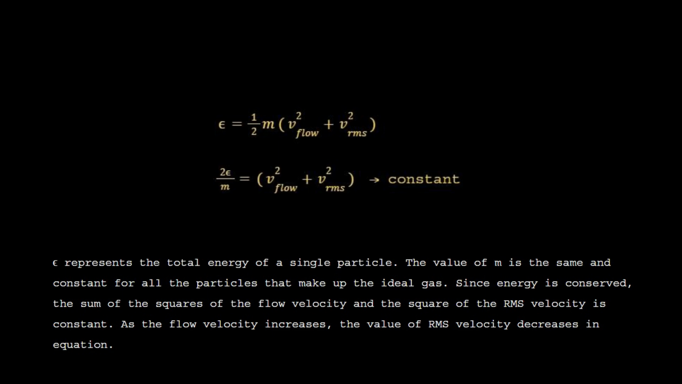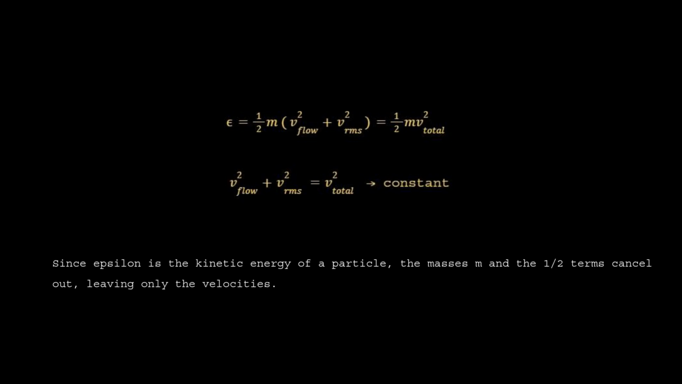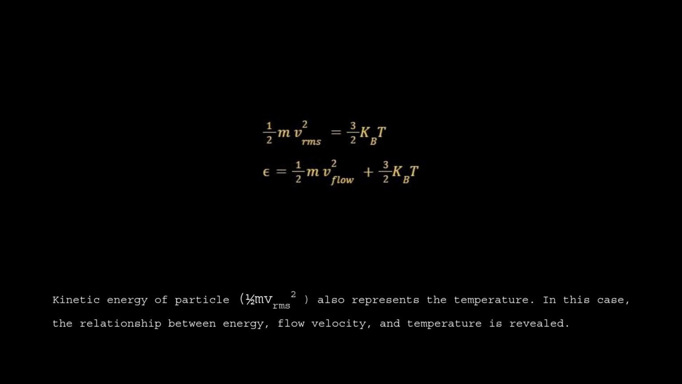Since energy is conserved, the sum of the squares of the flow velocity and the square of the RMS velocity is constant. As the flow velocity increases, the value of RMS velocity decreases in the equation. Since epsilon is the kinetic energy of a particle, the masses m and the 1/2 terms cancel out, leaving only the velocities. Kinetic energy of a particle also represents the temperature. In this case, the relationship between energy, flow velocity, and temperature is revealed.